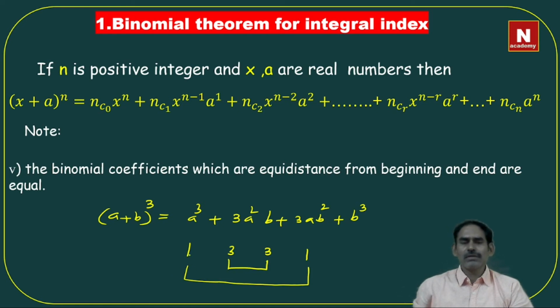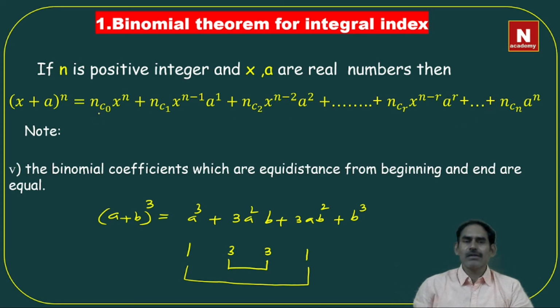So, beginning and end are equidistant: this 1 is the first term from the beginning, and this 1 is the first term from the last. Similarly, this 3 is the second term from the beginning and this 3 is the second term from the last, both are equal. Similarly, the third term from the beginning and the third term from the last are always equal. So this concept we can extend.